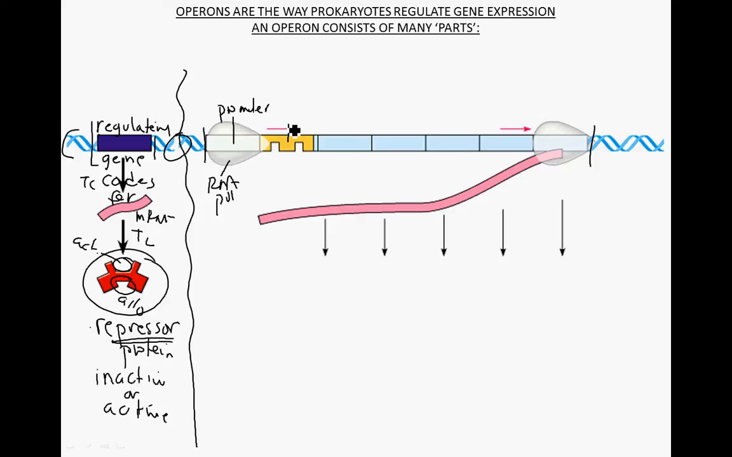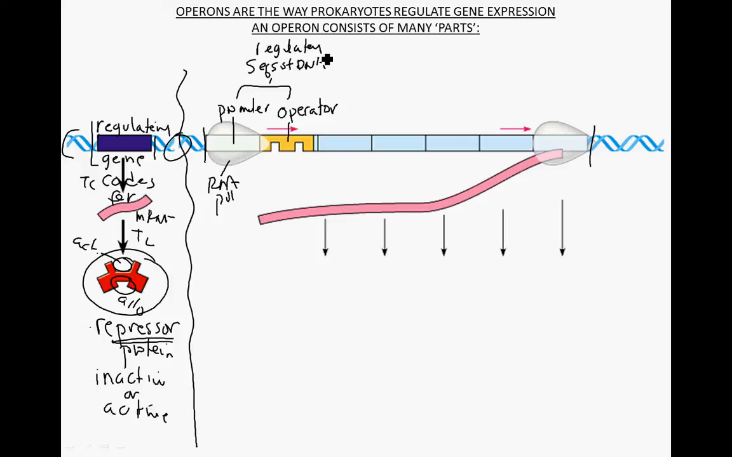And then there's another regulatory sequence right here called the operator. This operator and this promoter, again, these are both sequences of DNA. They don't code for anything, but these are regulatory sequences. So if you were ever asked to describe a regulatory sequence, you could use a promoter and an operator as examples of a regulatory sequence.